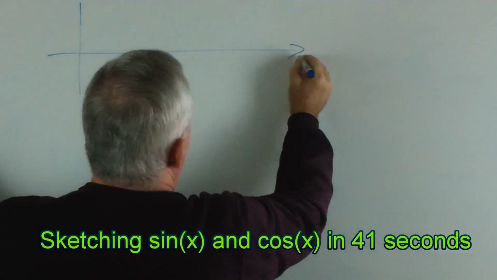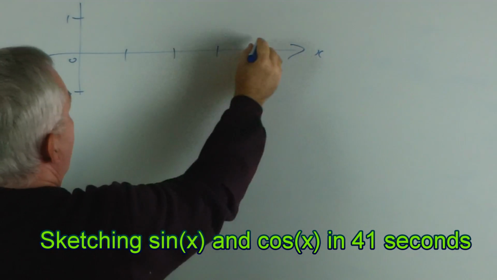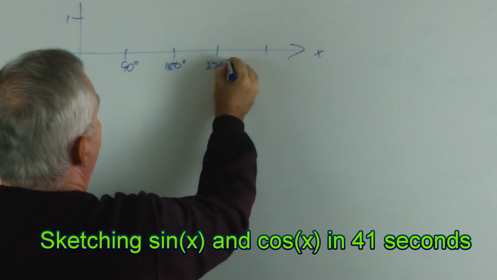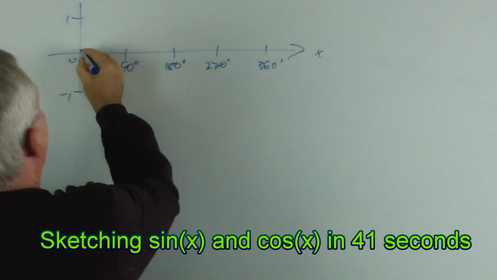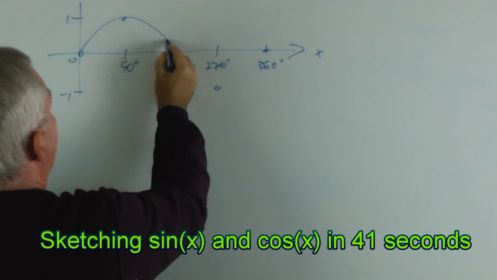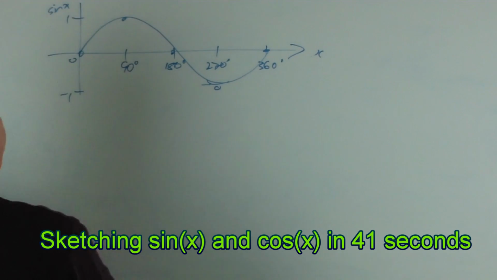Now you can time me. I'm still going to be talking, but I hope to do this a bit faster. So here goes. 1, 0, -1, 1, 2, 3, 4, 90 degrees, 180 degrees, 270 degrees, 360 degrees. There, there, there, and there. And there's our sine curve. I'll call that sine x.